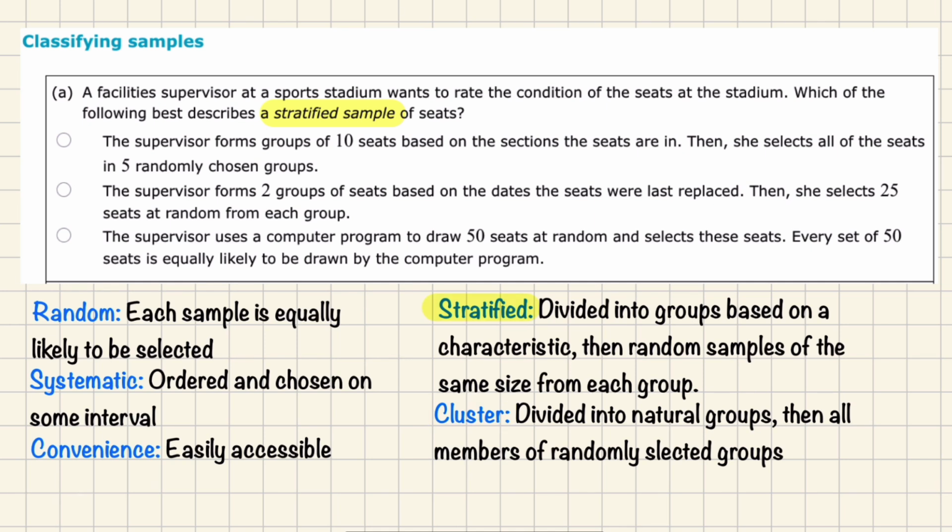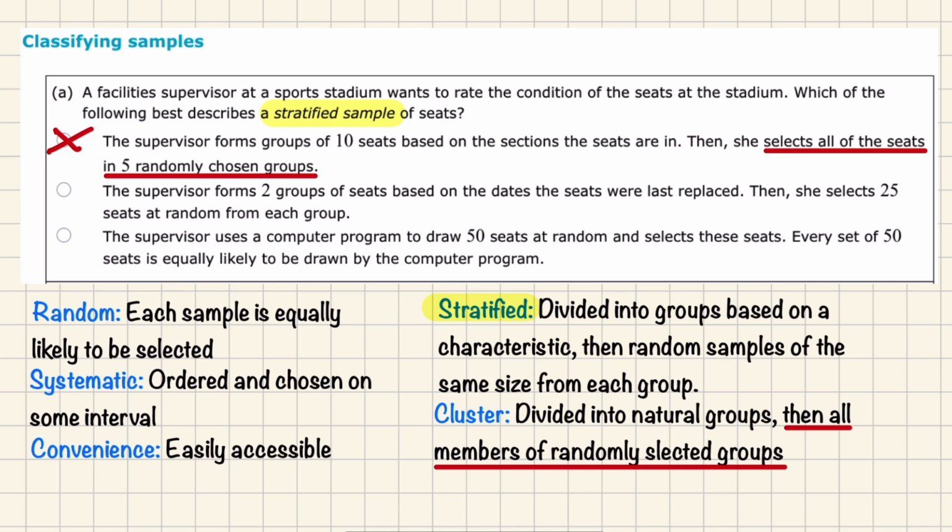But in this example, we're asked for stratified, which is where we divide into groups based on some characteristics, and then random samples of the same size are chosen from each group. With these descriptions, let's look at our options. The first option says the supervisor forms groups of 10 seats based on the sections the seats are in. Then she selects all of the seats in 5 randomly chosen groups. The fact that she selects all of the seats in 5 randomly chosen groups would make this a cluster sampling.